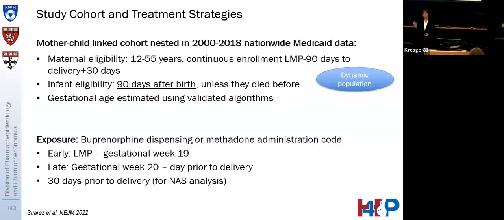And so the reason why we have to impose these eligibility criteria is for the reason that I was referring to earlier. We're dealing with a dynamic population. So a lot of women will actually qualify for Medicaid because of their pregnancy. And if you allow them to enter the cohort at the time, you have this early pregnancy period where you don't have complete information on exposure and potential confounders.